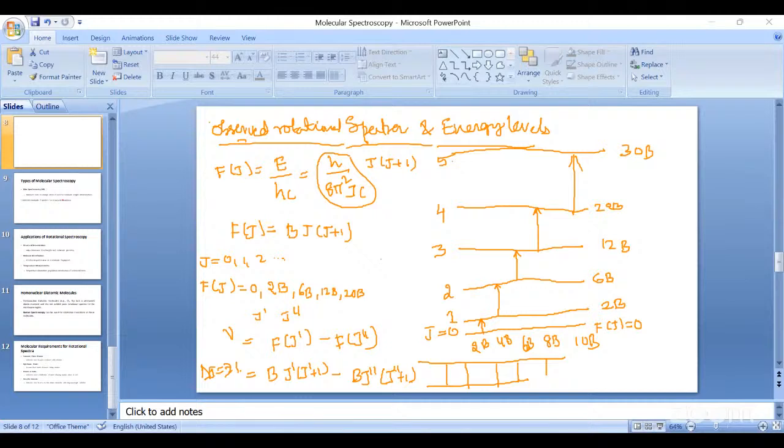So the constant B is obtained by knowing B. We can evaluate the internuclear distance between the atoms by determining the moment of inertia. So by determining the moment of inertia, we can determine the internuclear distance between the atoms. So this is what the observed rotation spectra and different energy levels we have.